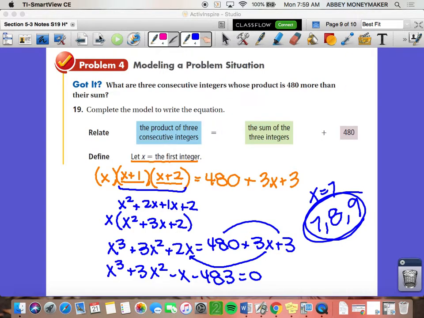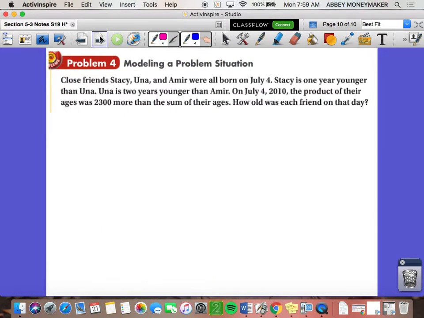So now that helps us figure out our true application question, which is modeled by problem number 4. So it says here, close friends Stacy, Una, and Amir were all born on July 4th. And Stacy is 1 year younger than Una, but Una is 2 years younger than Amir. So on July 4th, the product of their ages was 2,300 more than the sum of their ages. How old was each friend on that day?